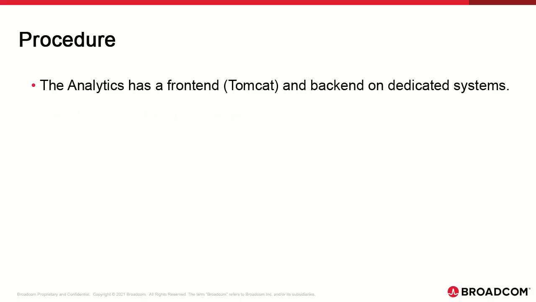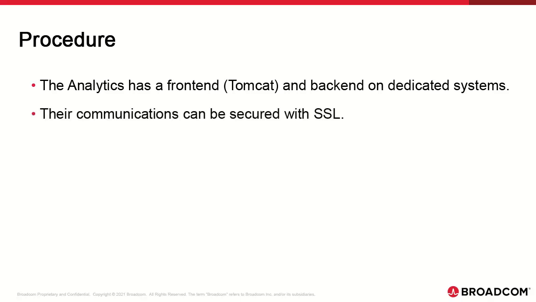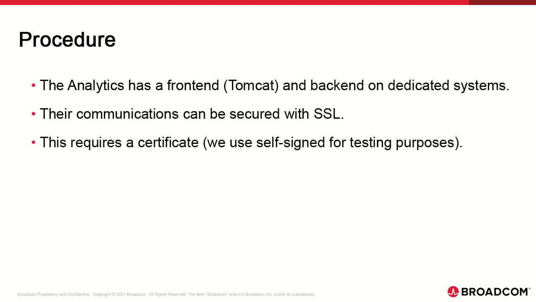We recommend securing communications between the two components with SSL. For this, we need to execute a number of steps. First, we're going to need an SSL certificate, and you'll need to obtain this from a certificate authority for a production system. However, for the purposes of testing, we're going to show how to generate a self-signed certificate keystore and make it available to the backend.